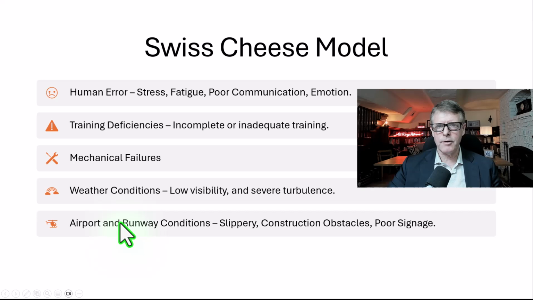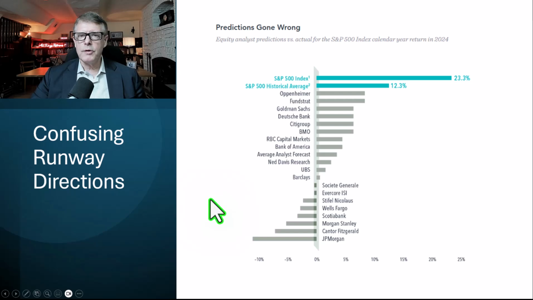Okay, so the next piece of this model, this next piece of Swiss cheese, is airport and runway conditions: slippery, construction obstacles, poor signage. So obviously that can be a problem. And of course, the airline industry takes great pains to make sure that's not an issue. But it can lead to problems if that piece of Swiss cheese has a hole in it and it's not being dealt with properly. So what are examples in our retirement plans and our investment plans that could be the same thing?